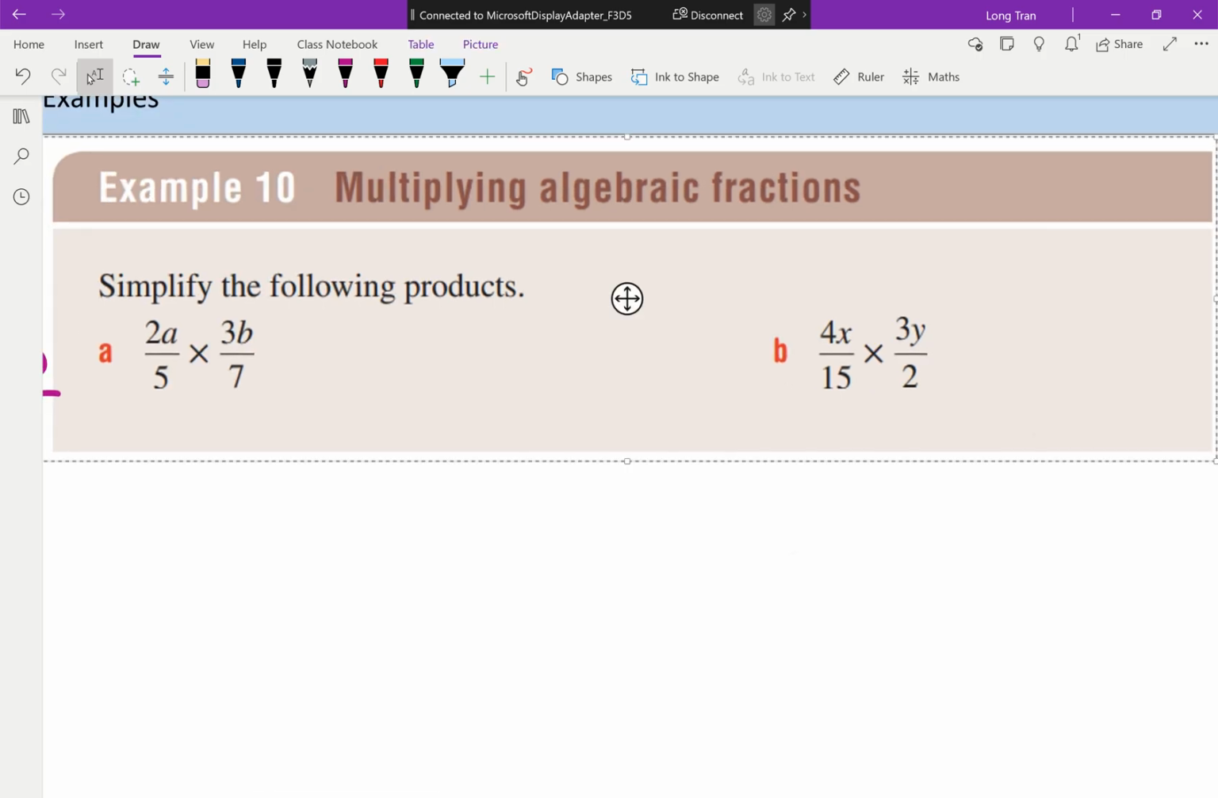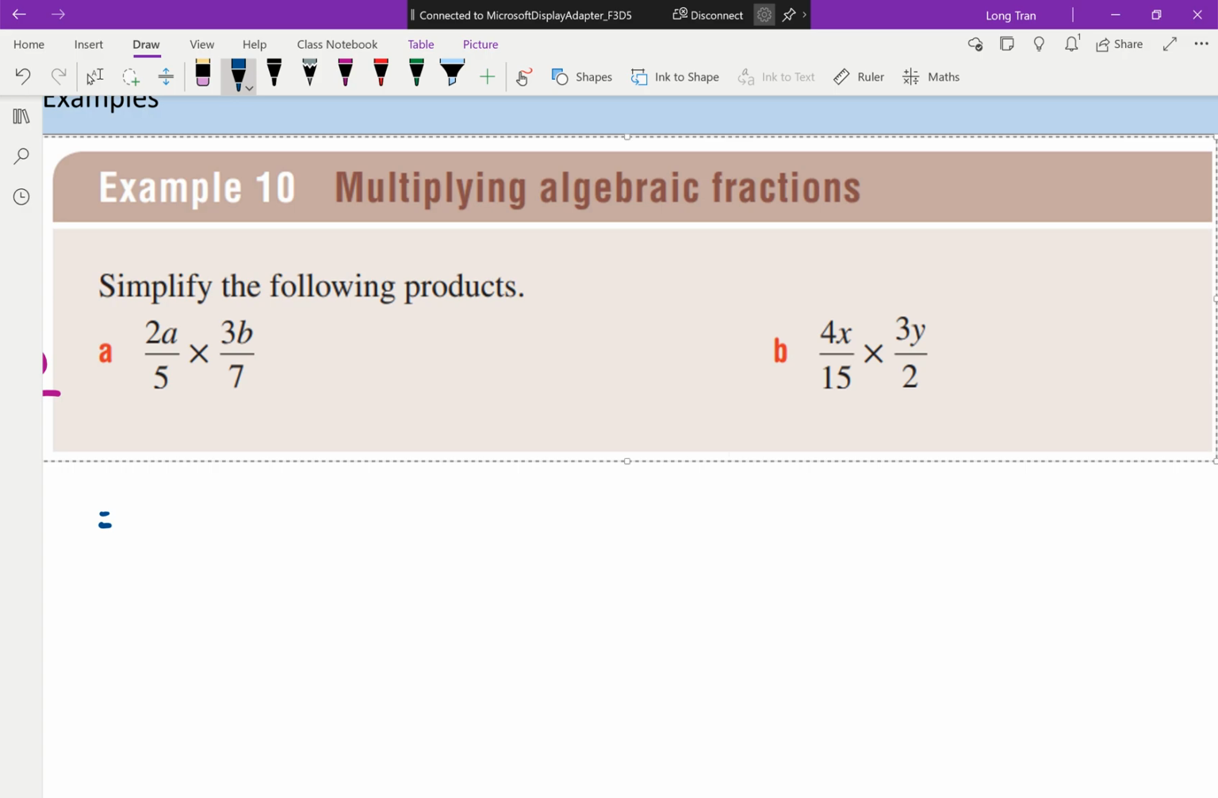In your exercise books, can I please have you copy these 2 examples? Please copy these 2 examples down. And then I'm going to give you a trickier one. After this one, I'm going to give you a trickier one. But let's see.